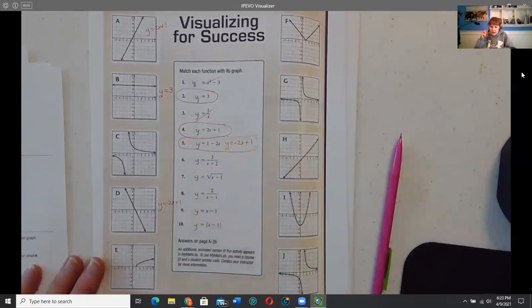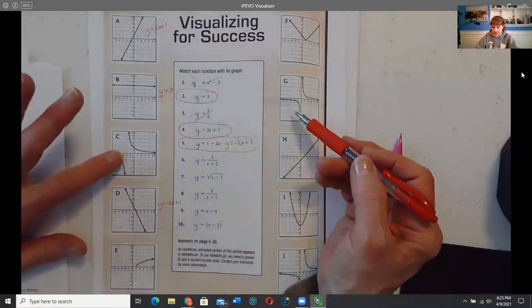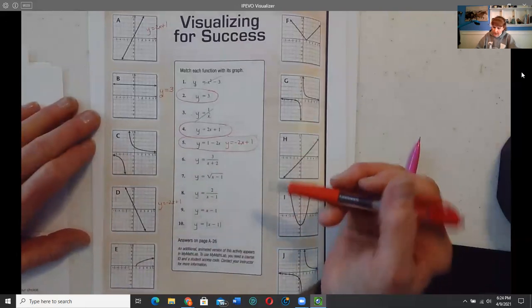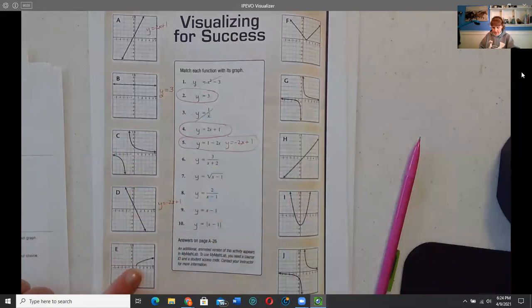Okay. Number 6 is not linear. All right, it's going to form something that looks similar to these right here. It's actually C. Again, 7, we have this square root. The square roots look like this. Okay, it's not linear. This one's not linear. Okay, this one goes here.